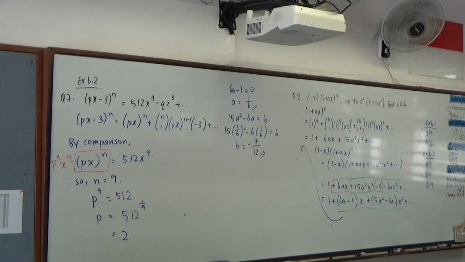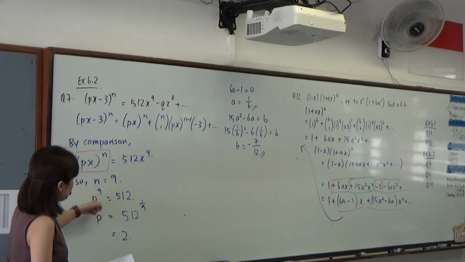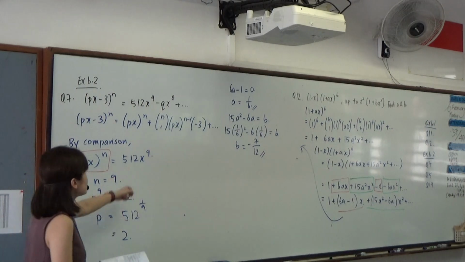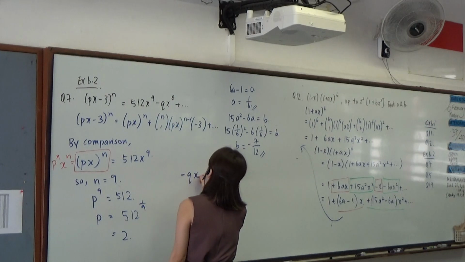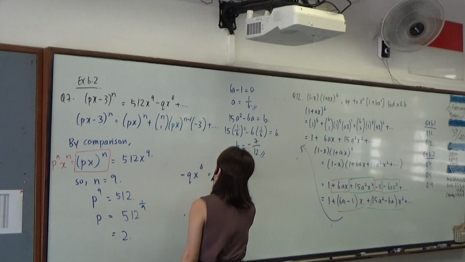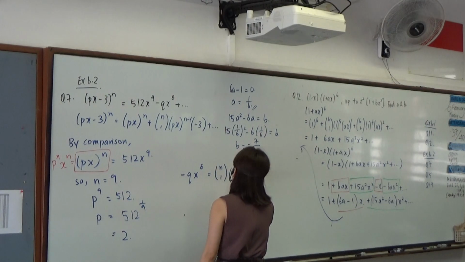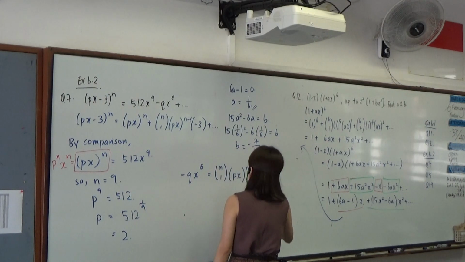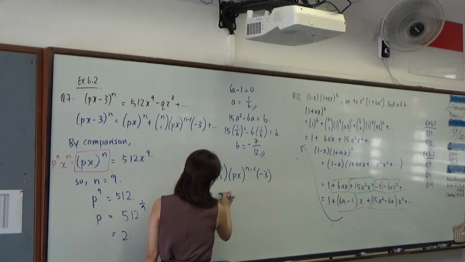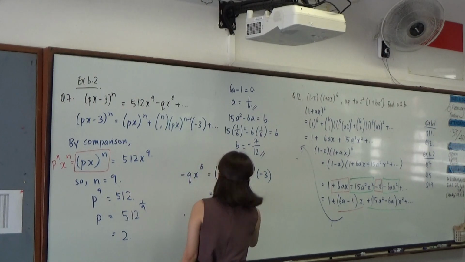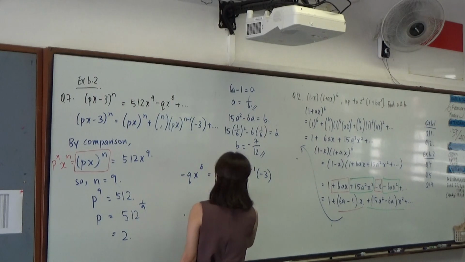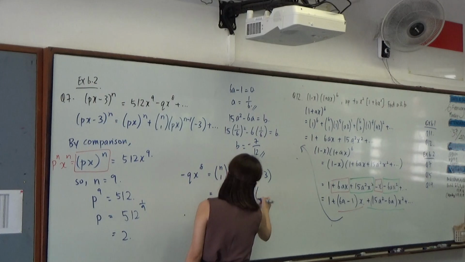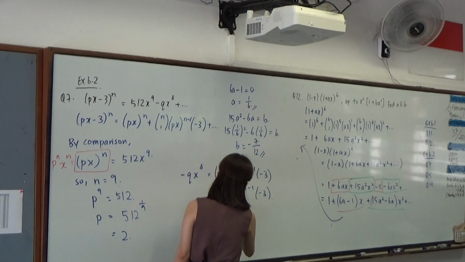Okay. So now we have figured out what n is and what p is. We can next figure out what q is. Likewise by comparison, negative qx to the power 8 equals n choose 1 times px to the power n minus 1 times negative 3. N choose 1 is n. P I already know is 2x. N I know is 9. So this is 9, 9 minus 1, negative 3.